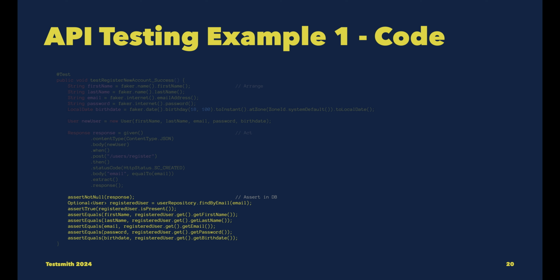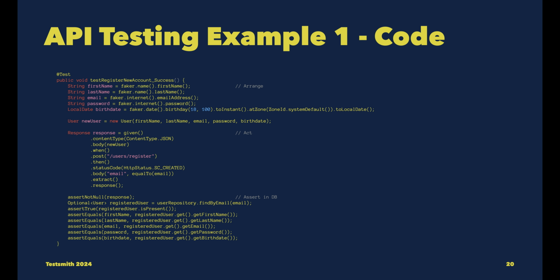In these lines, we verify the test results. First, we assert that the response is not null, ensuring that we received a response from the server. Then, we check the database by calling findByEmail to find the newly registered user. We assert that the user is present in the database and that the user's details, first name, last name, email, password, and birth date, match the values we originally set.